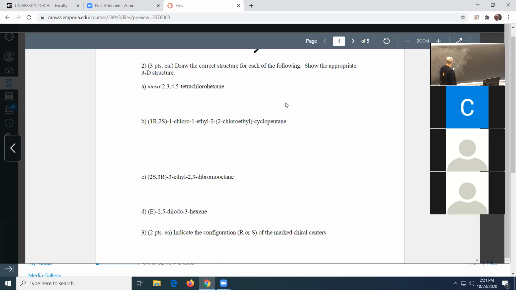Okay, just as a side note, if I wanted to show the Z, all I would have to do is switch these. So I would bring the hydrogen up here and the iodoethyl group down here. So that would be Z.